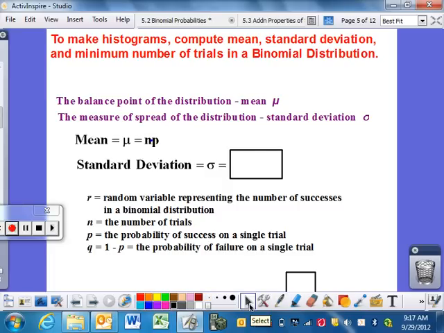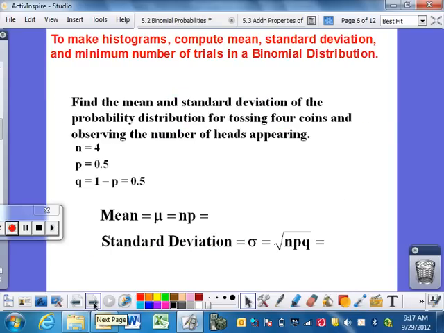Also, standard deviation, instead of doing all those complicated formulas, in a binomial situation, you simply can go the square root of n times p times q. So that's very, very easy math as long as you have a binomial situation.